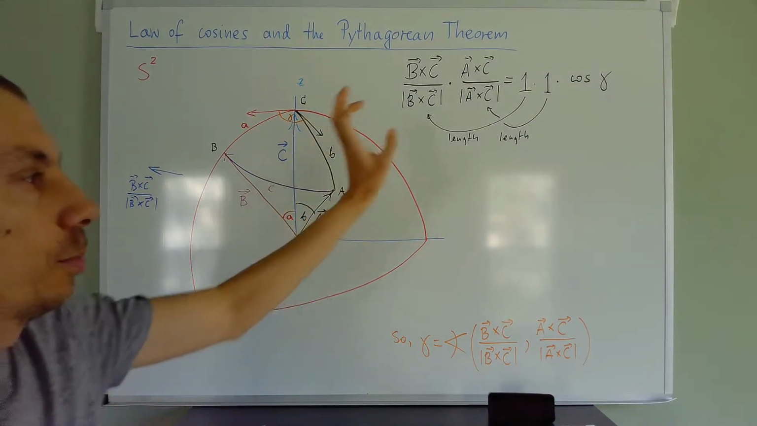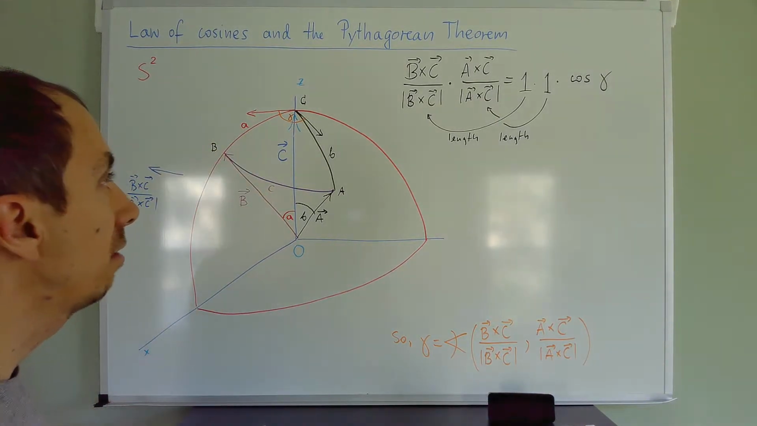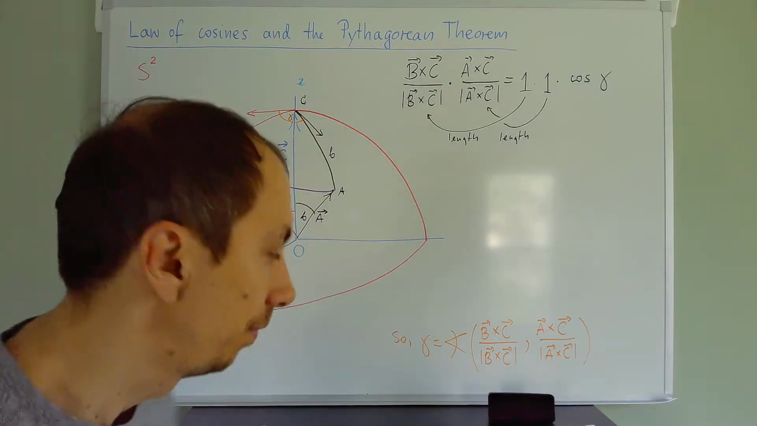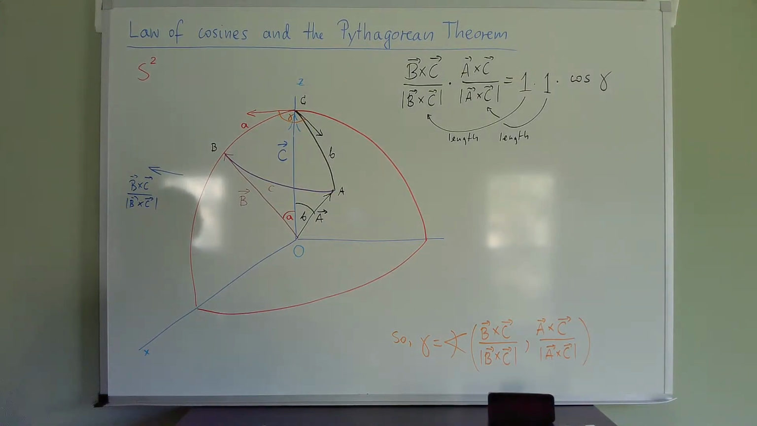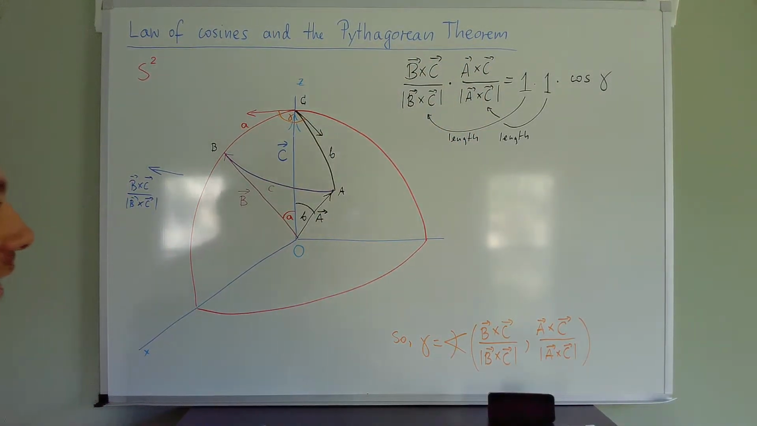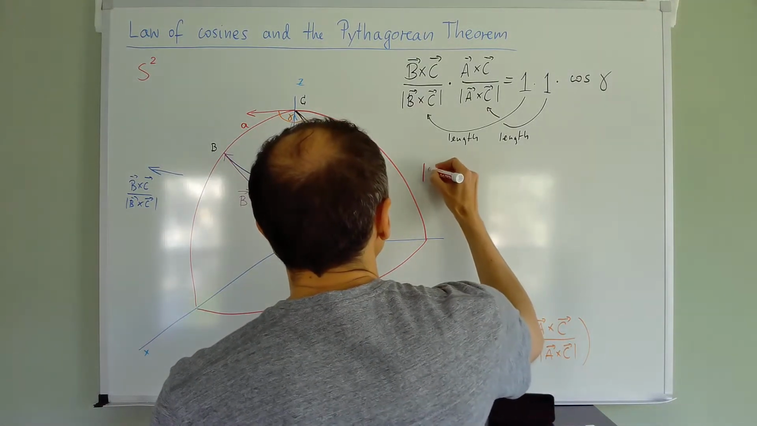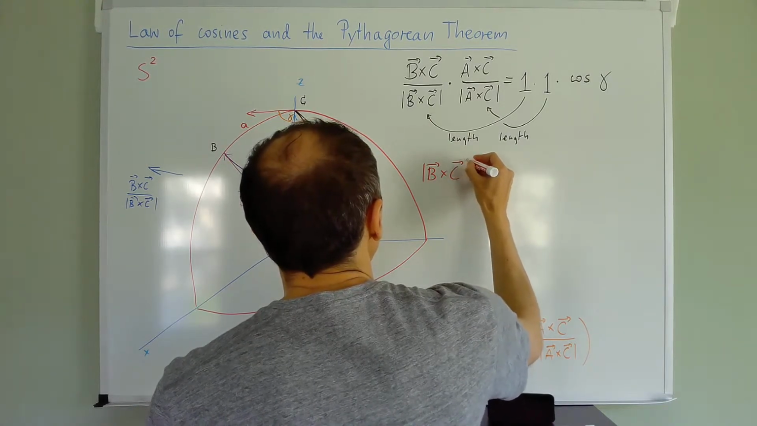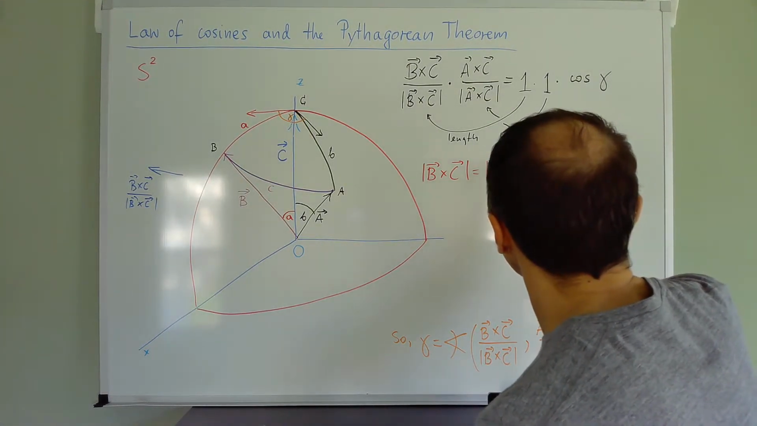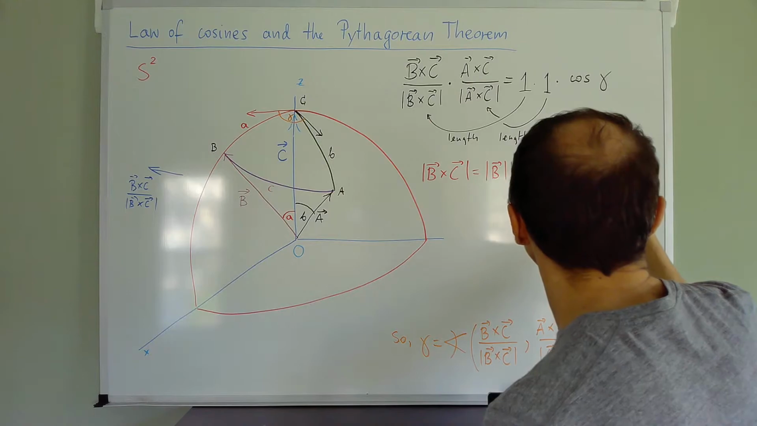Except that's not really in terms of what I wanted. I wanted it to be in terms of lengths of sides, these lowercase letters a, b, c, while I have it in terms of some nasty cross products. But no worries, we're going to turn this into what it's supposed to be. So first of all, let's take care of the denominators, because I know how to compute the length of a cross product. It's the length of B times the length of C times the absolute value of the sine between these two vectors.